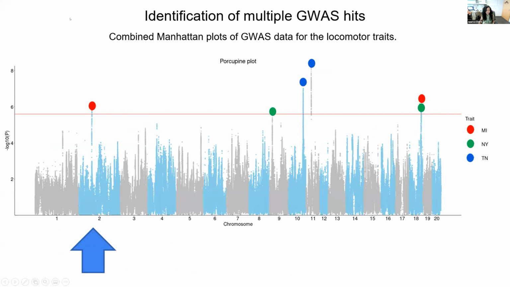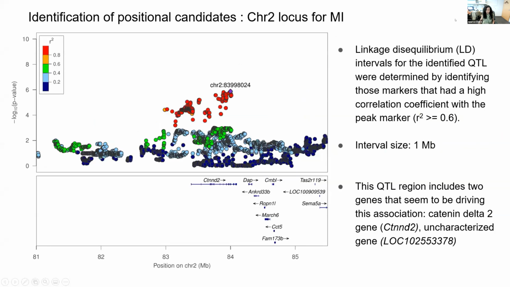Now let's zoom in on one of the QTLs. And so this one is on chromosome 2 for the Michigan locomotor trait. And so now we have zoomed in to just a few megabases on chromosome 2. And on the y-axis, we can see the significance of the association. And we can also see the genes which are present in this QTL interval. And the focal dot is the top SNP for this QTL, the one with the most significant association.